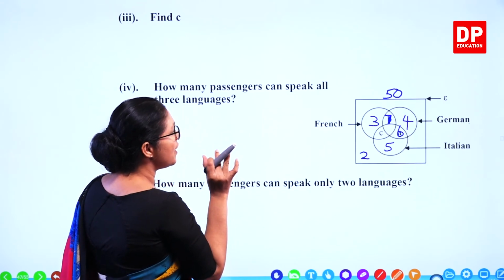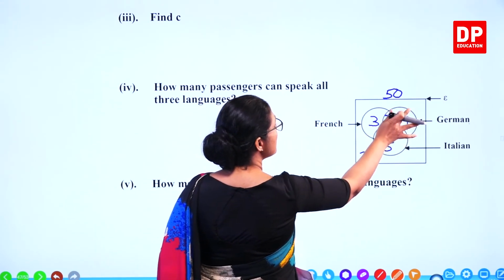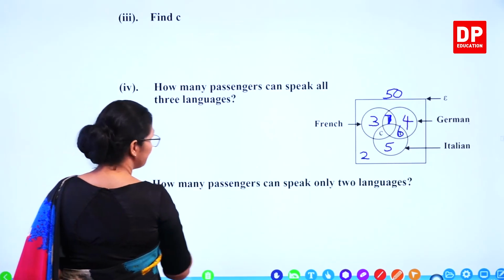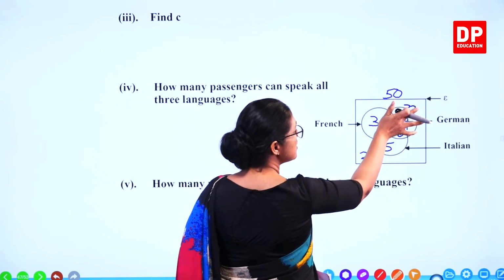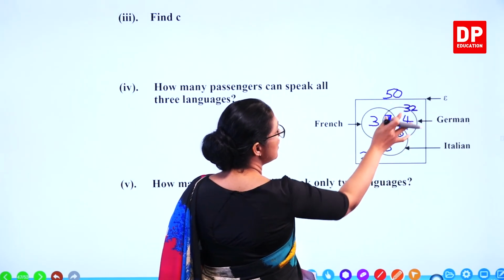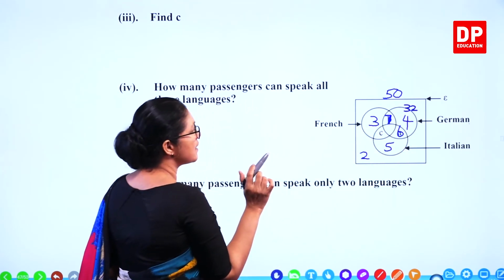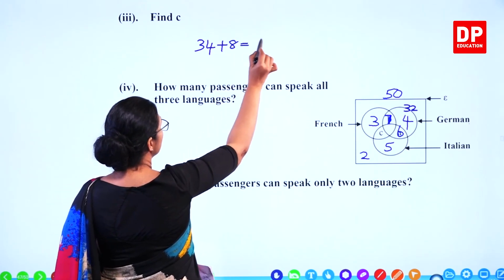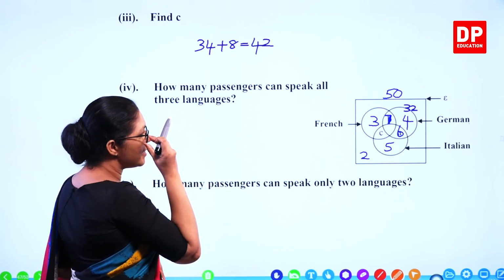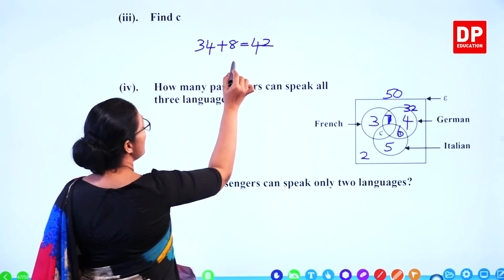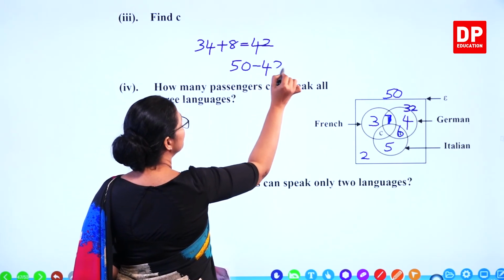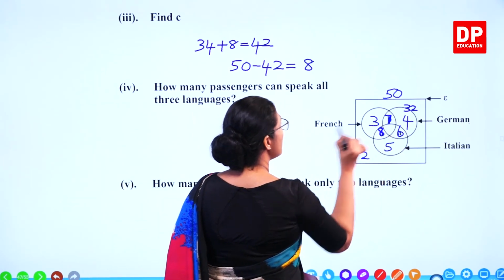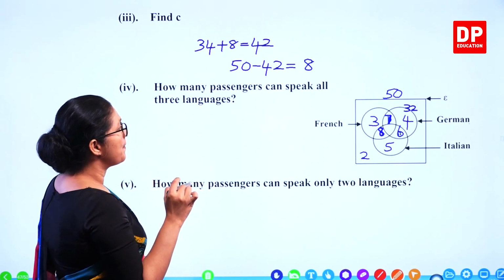So you can easily find out C using this circle. So what's the value of that circle? 32. So this is 32. We close 32. 32 and this 2, 34. 34 plus 8, 42. 50 minus 42, you get the C value, 8. So we can easily find C using that method.